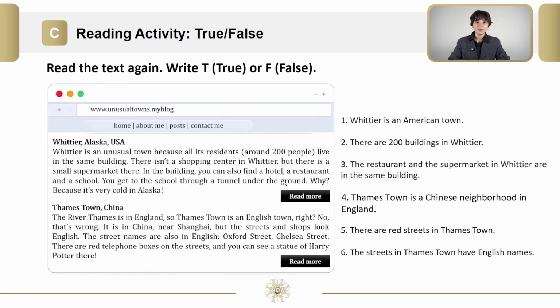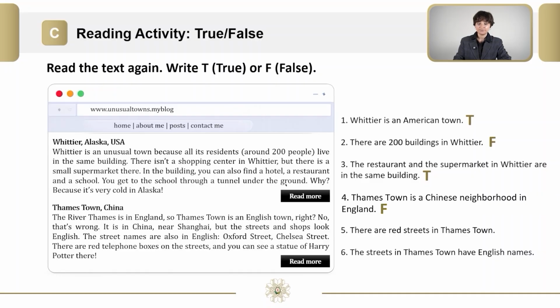Welcome back. Now it is time to check your answers. First sentence is, Whittier is an American town. It is true. Second is, there are 200 buildings in Whittier. It is false. The restaurant and the supermarket in Whittier are in the same building. It is true. Fourth sentence is, Thames Town is a Chinese neighborhood in England.